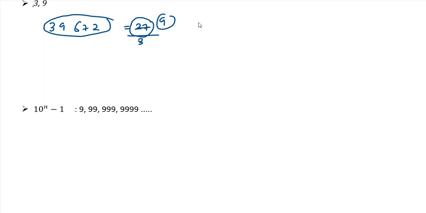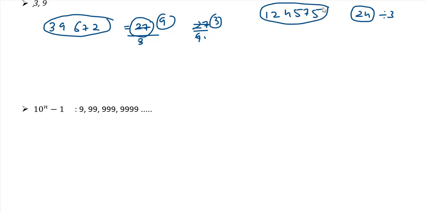Since the digital sum, which is 27, is divisible by 9, we can say that this number is divisible by 9 as well. Let us take another example, 124575. We'll find the digital sum, which will come out to be 1 plus 2 is 3, plus 4, 7, 12, 19, 24. So the digital sum is coming out to be 24. Now 24 is divisible by 3. Hence we can say that this entire number is divisible by 3.